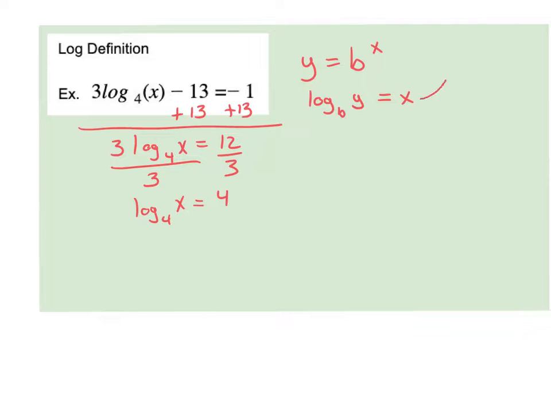If I want to take a log and put it back into exponential form, it'll look something like this. The base of my exponent is going to be 4, raised to the power of whatever my log equals, which is 4, and that equals whatever I'm taking the log of. So that would be y. Or I'm sorry, not y, we would put an x in there. So I would have 4 to the 4th power equals x. Well, 4 to the 4th power is just 256.